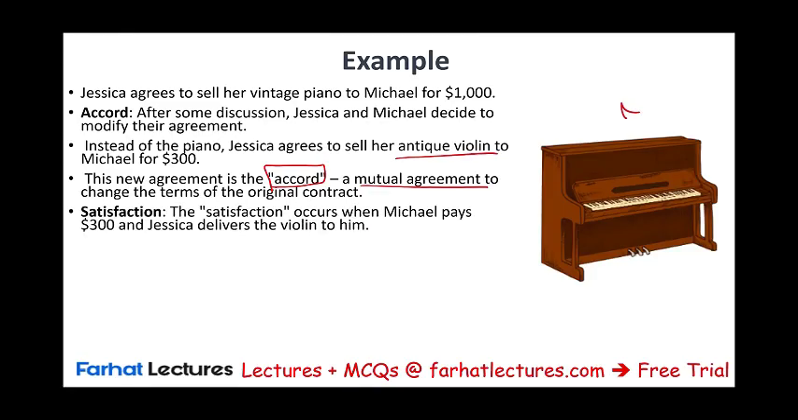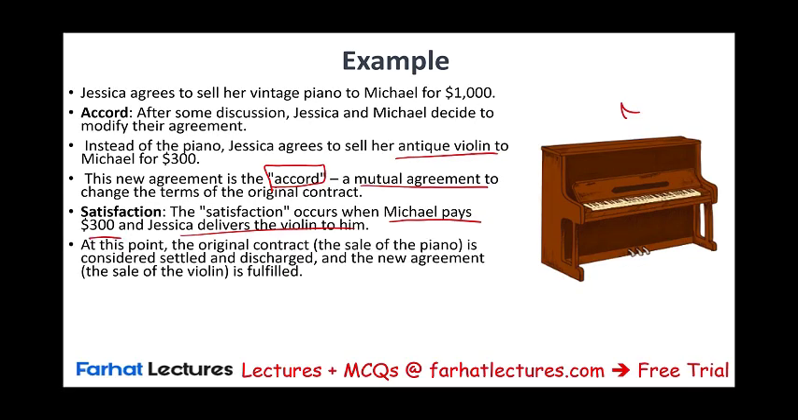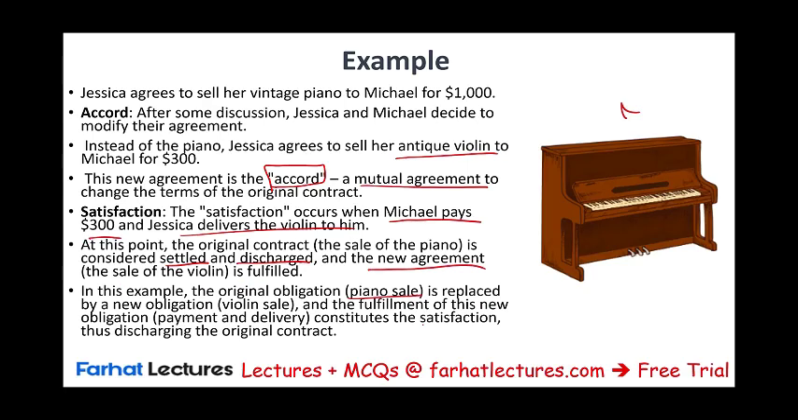The satisfaction is to do what? It is when Michael actually pays and Jessica delivers the violin to him. At this point, the original contract, the sale of the piano, is considered settled and discharged. Basically, this is when you satisfy the original agreement by executing the, in quotes, accord and satisfaction, the new agreement. The sale of the violin is fulfilled. So in this example, if you notice, the original obligation, the piano sale, is replaced with a new obligation, but the fulfillment of the new obligation constitutes the satisfaction of the piano sale, which is the original contract.